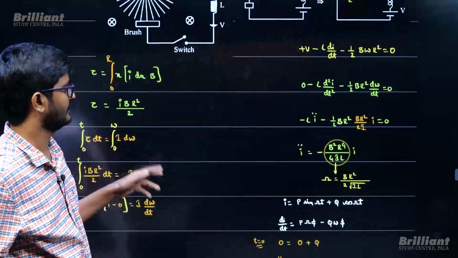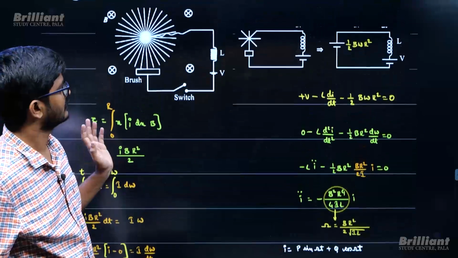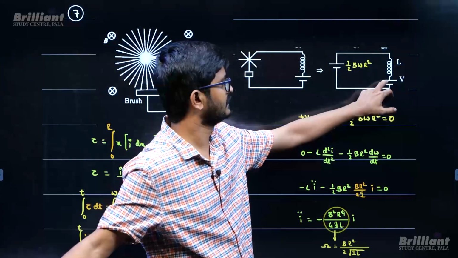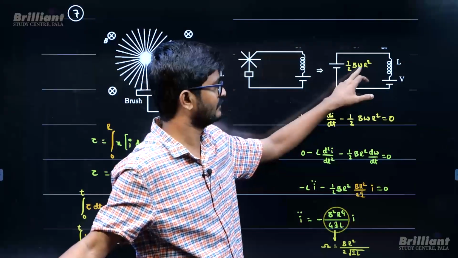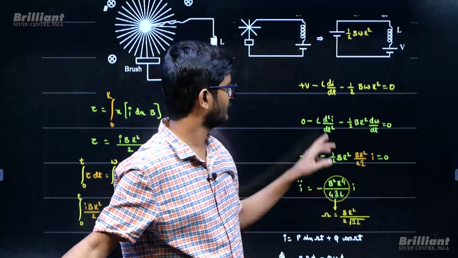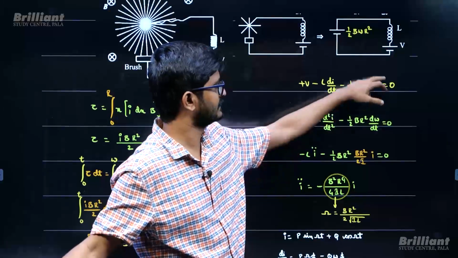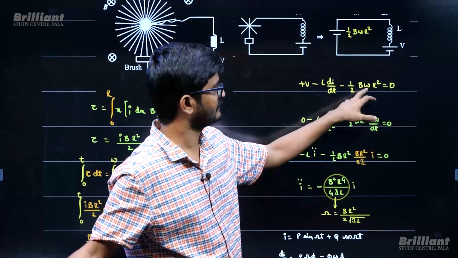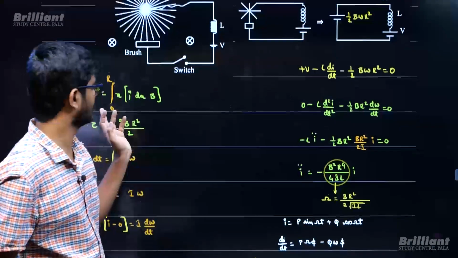So torque dt will be, we will see this later. When we write the loop equation, V minus L di by dt minus half B omega R square equals 0. Now I need to solve this. Omega is varying with time. So I think that's the reason we need to calculate omega.